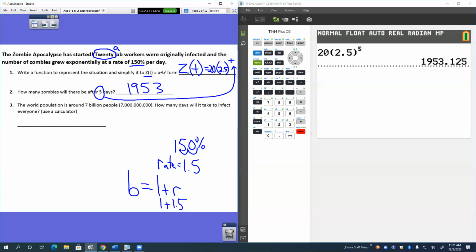The world population is around 7 billion. You see what that looks like? How many days will it take to infect everyone? Go ahead and try number 3, please.